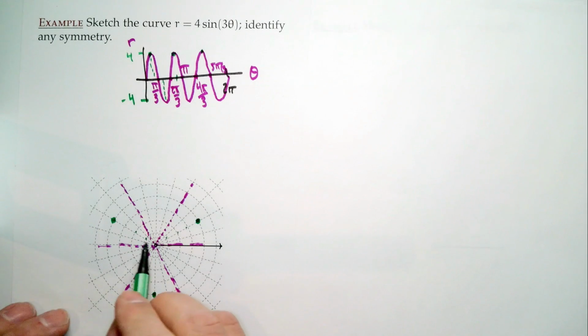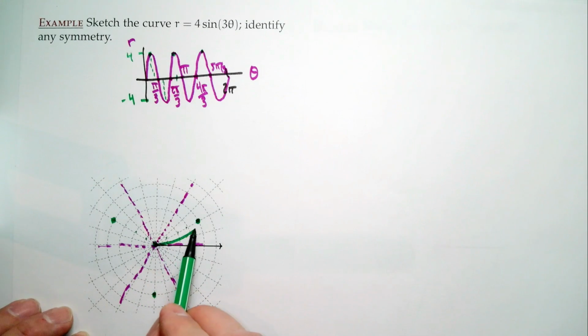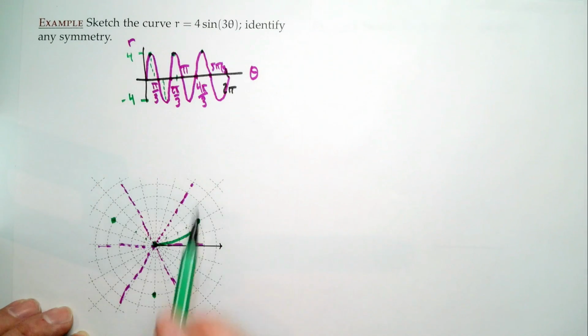Now, what does it look like? Well, we start at 0, and then we're going to go up. So we're going to come up to here. So that's the first stretch. Then we're going to go down.